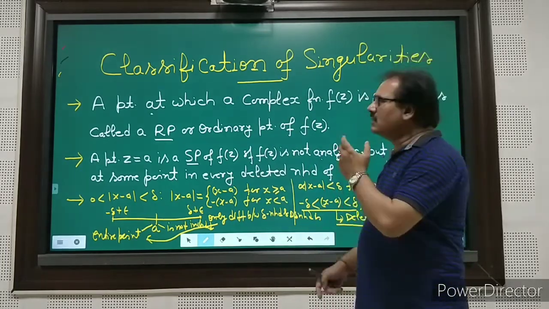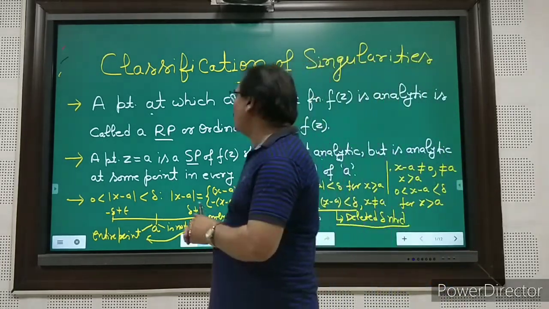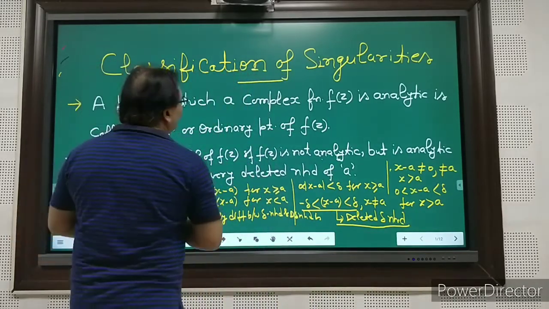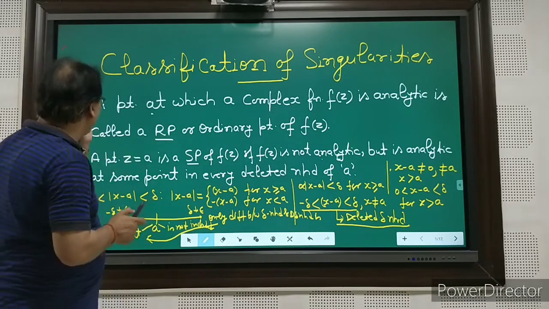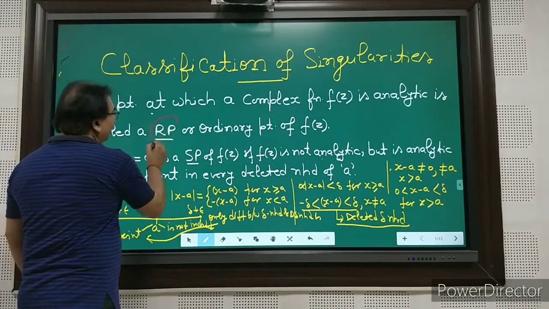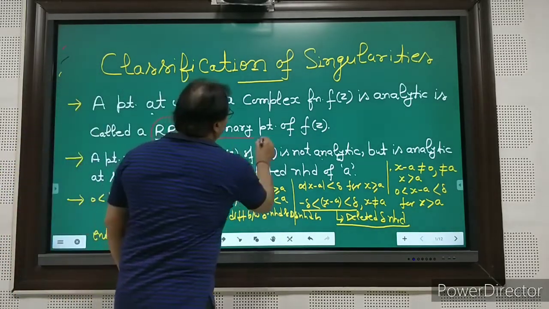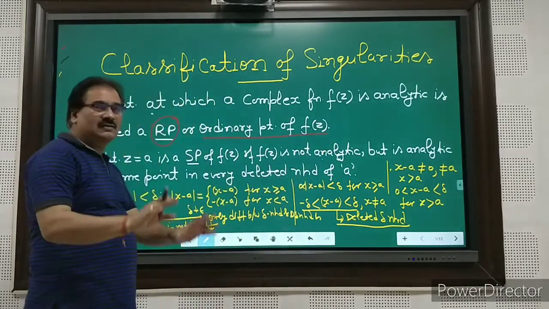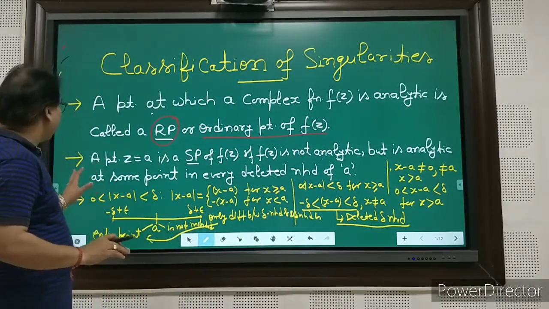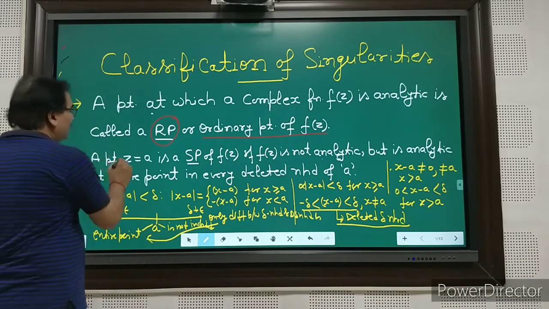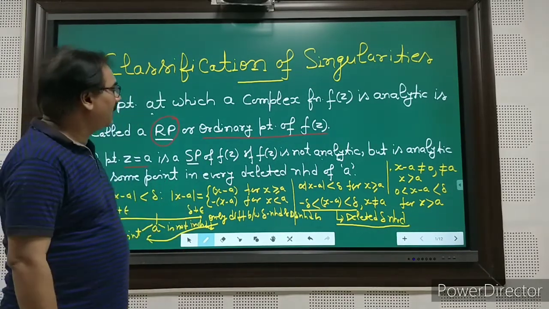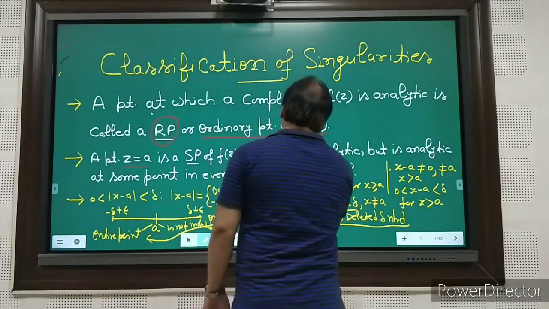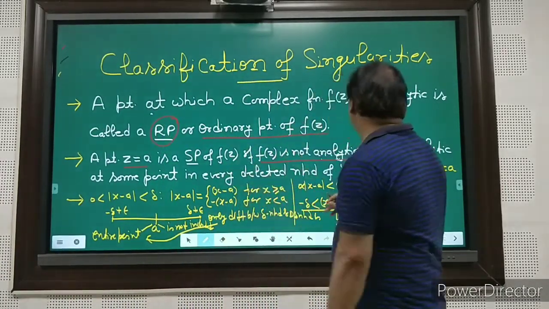So now let us look at what the classification of singularities is. A point at which a complex function f(z) is analytic is called a regular point, or we can say the ordinary point of f(z). A point z equals a is a singular point of f(z) if f(z) is not analytic. You have to remember these two definitions.